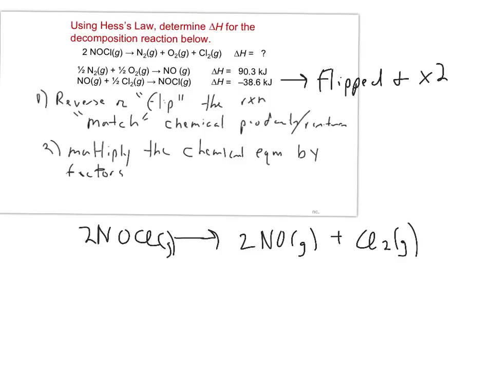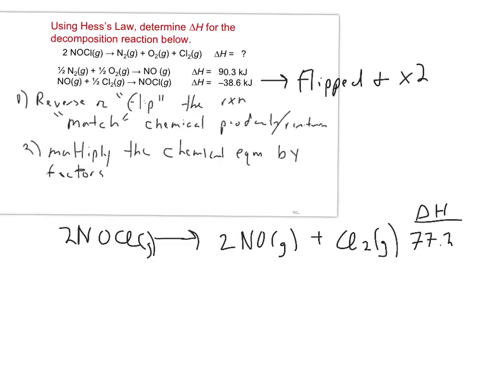And the enthalpy value, delta H, is going to have the sign changed. It's no longer going to be negative. NOCl went from being a product to a reactant. It's going to be doubled. So that's going to be 77.2 kilojoules. That's an example of applying both of those operations to the equation. 2 moles of NOCl as a reactant, 2 moles of NOCl as a reactant.